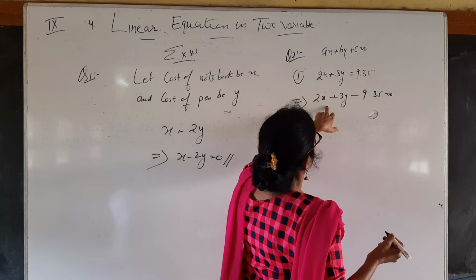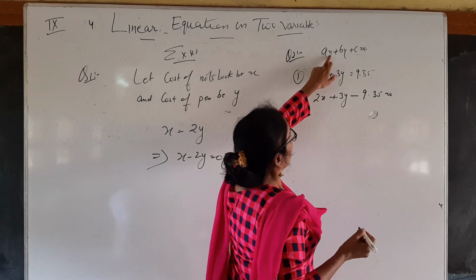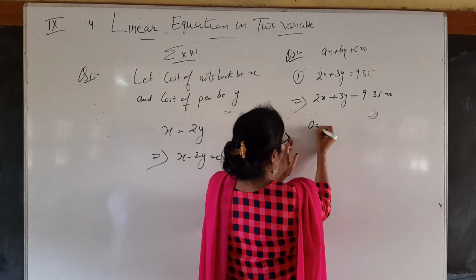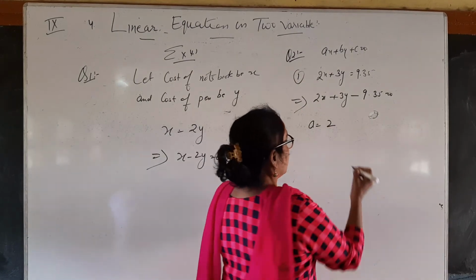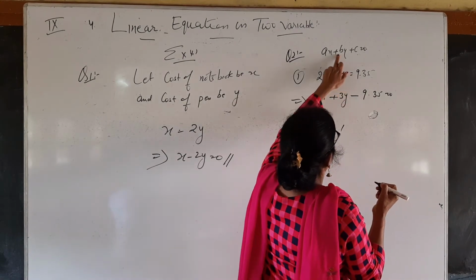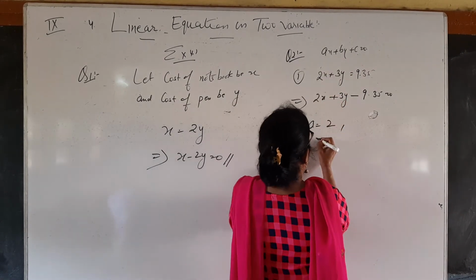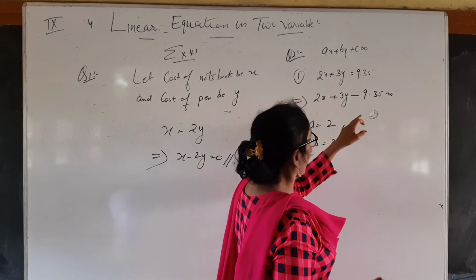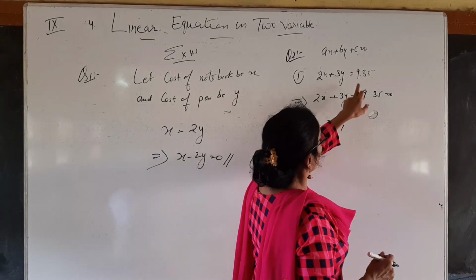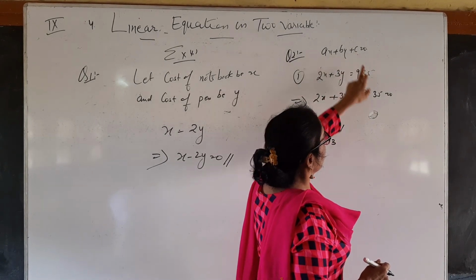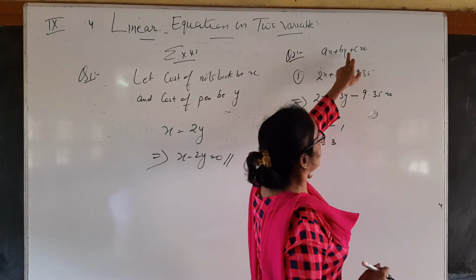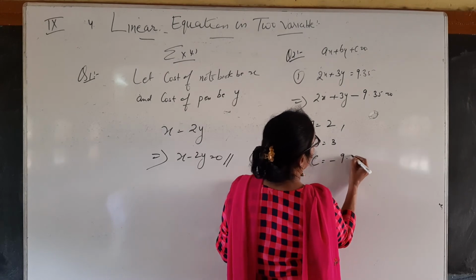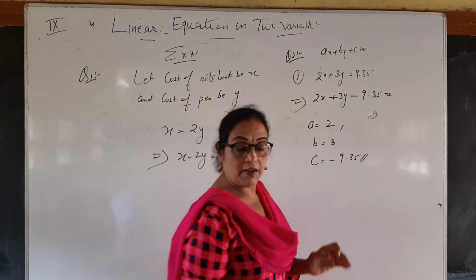Now compare this equation with the general equation. Here the coefficient of x is a. What is the coefficient of x here? It is 2. So a equal to 2. Similarly, the coefficient of y is b, and here the coefficient of y is 3, so b equal to 3. Now the constant term is c, and here it is minus 9.35. So the value of c will be minus 9.35. So this will be the answer. We'll do one more.